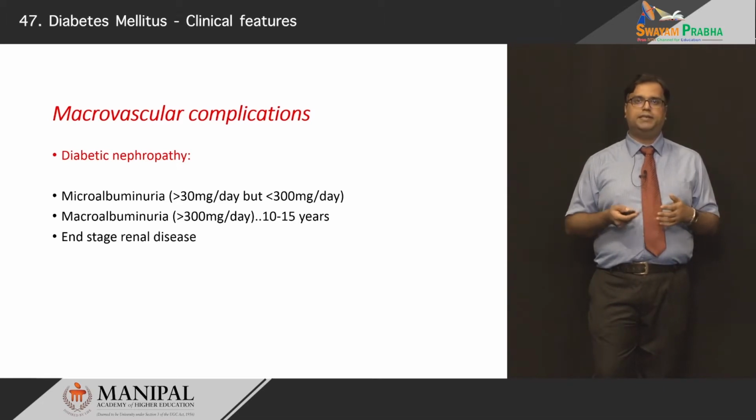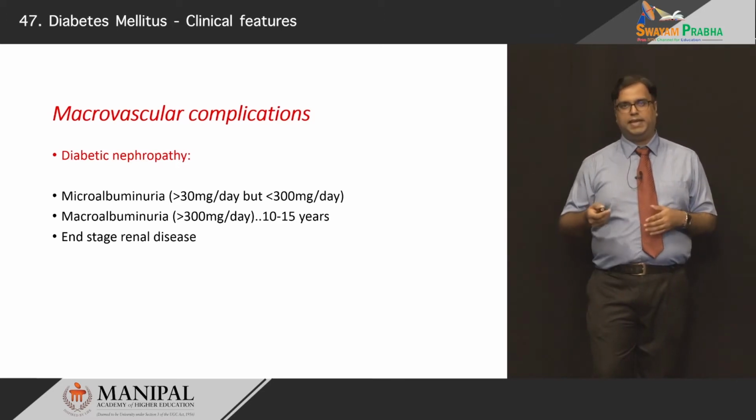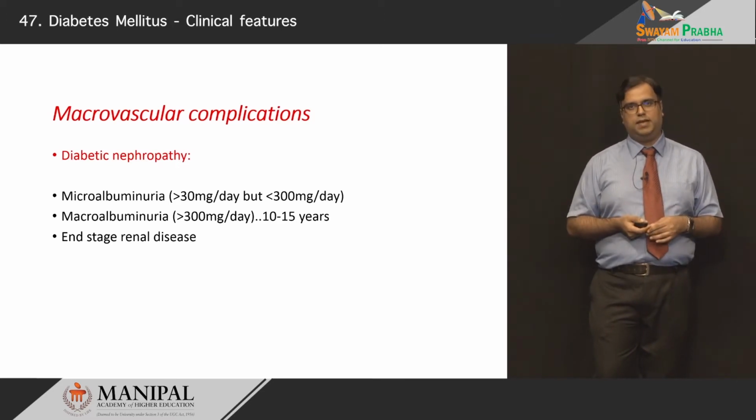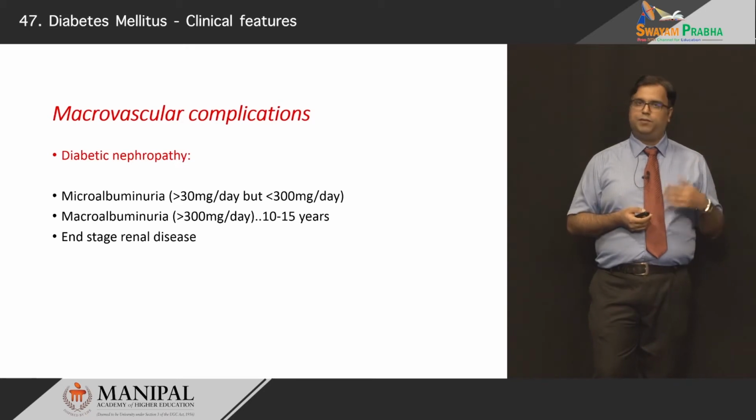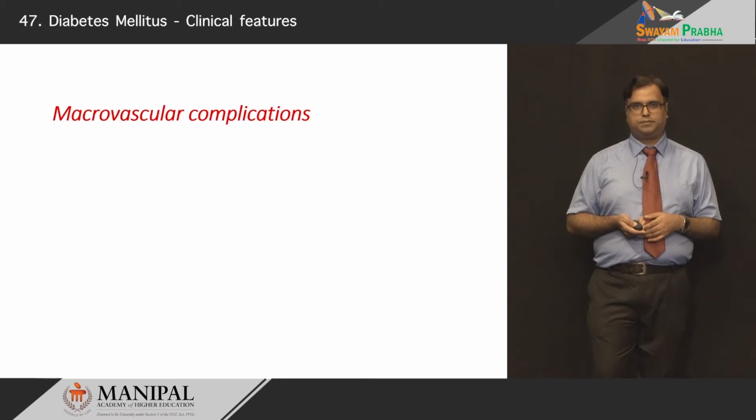And eventually in 20 years, 25 years, all of these diabetics undergo what is called ESRD or CKD5, end stage renal disease, where the kidney is no longer viable and you may want to resort to either hemodialysis or may go for a transplant.